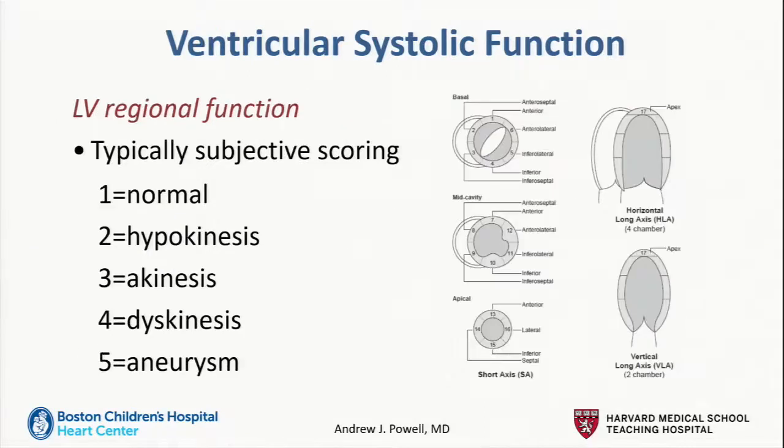And then finally, we talked about global function. Also, with imaging modalities, you can evaluate regional function. And there are various schemas. This is probably the most common, the AHA classification, where the segments are named and numbered from short axis and long axis views. And the typical subjective scoring system that's applied ranges from normal, hypokinesis, akinesis, dyskinesis, and aneurysmal, where things are thin-walled and bulging out.